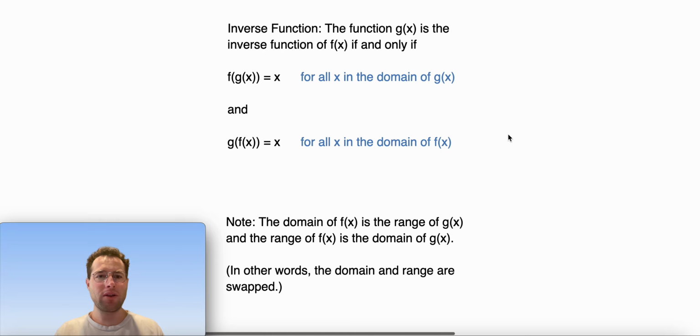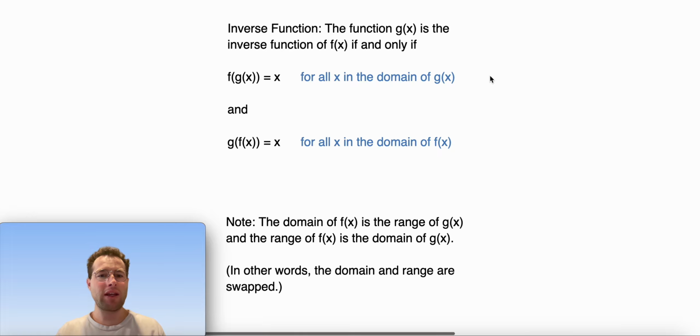First, we're going to begin with defining an inverse function. The inverse function can be defined as follows. The function g of x is the inverse function of f of x if and only if f of g of x equals x for all x in the domain of g of x, and g of f of x equals x for all x in the domain of f of x.